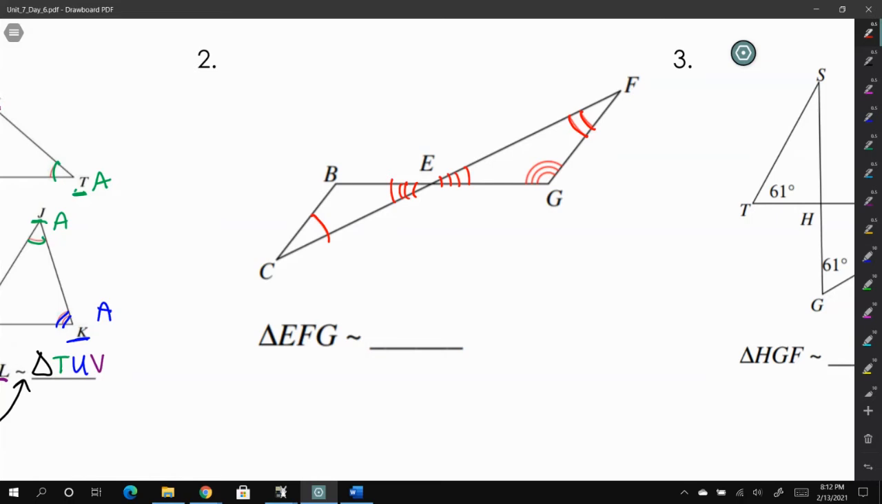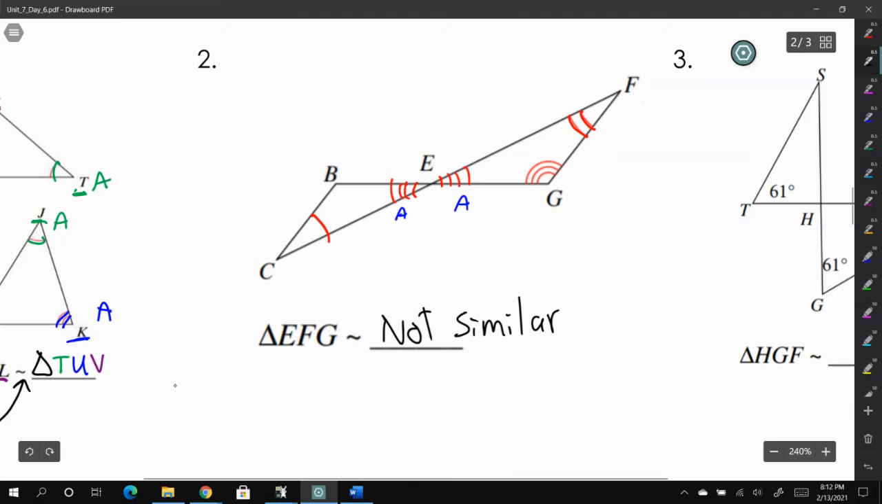All right, so now I'm looking at this, and I have one congruent angle, angle E, but angle C is not congruent to angle G or F. And angle B, there's no markings there, so angle B is not congruent to angle G or F. So these 2 triangles are not similar. There's not enough information. We would need to either know that angle C was congruent to angle F or G, or angle B was congruent to angle G or F. But we don't have that information here.